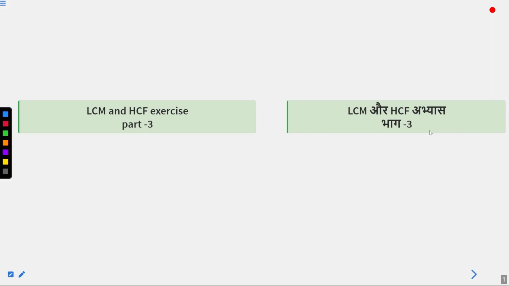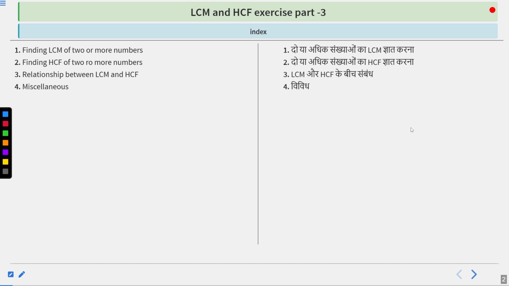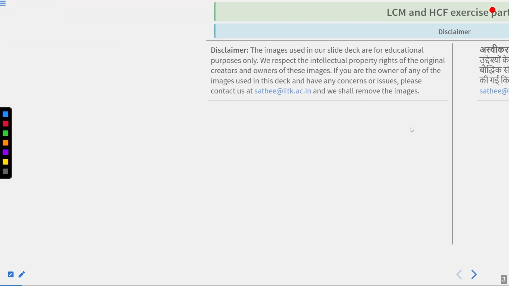Hello everyone, welcome to LCM and HCF exercise part 3. In this exercise, we are going to do questions based on finding the LCM of two or more numbers, finding HCF of two or more numbers, relationship between HCF and LCM, and miscellaneous questions.